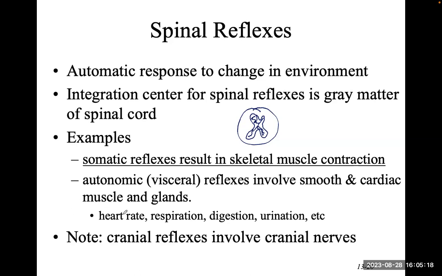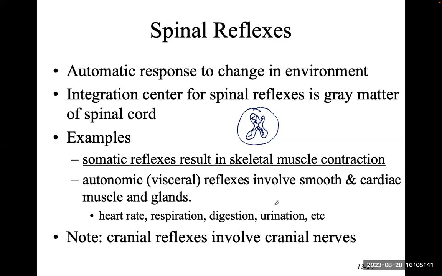There are also some autonomic reflexes or visceral reflexes that involve smooth muscle, cardiac muscle, and glands, like heart rate, right? When you hear a loud noise or a bang, your heart rate goes up and your respiration increases, or all of a sudden you go, I got to run to the bathroom, urination, right? These are autonomic reflexes. And we also have, when we cover cranial nerves, we'll go over some cranial nerve reflexes that are kind of neat.